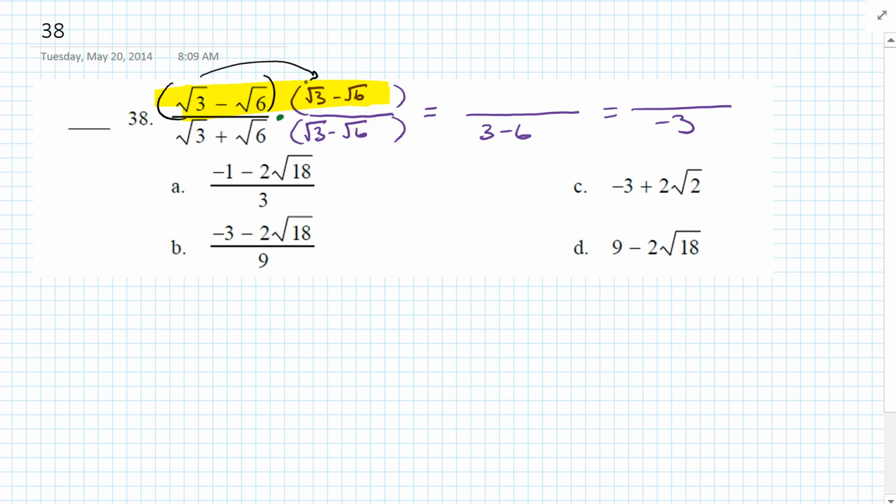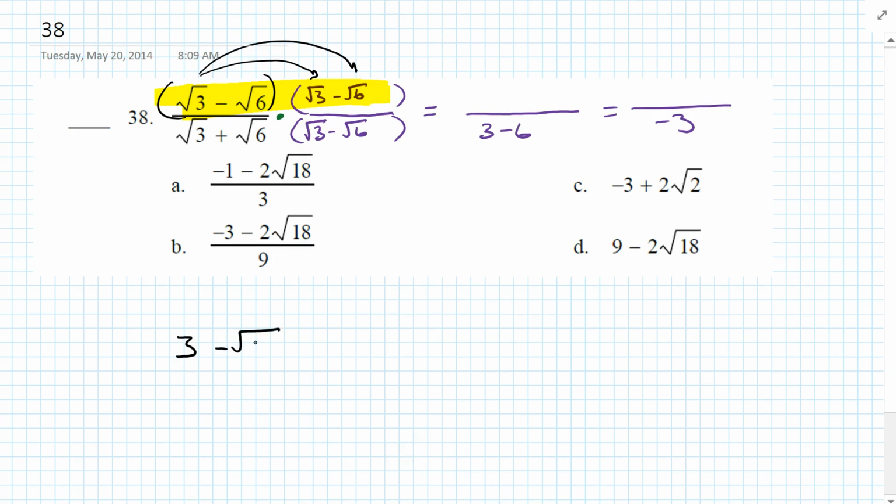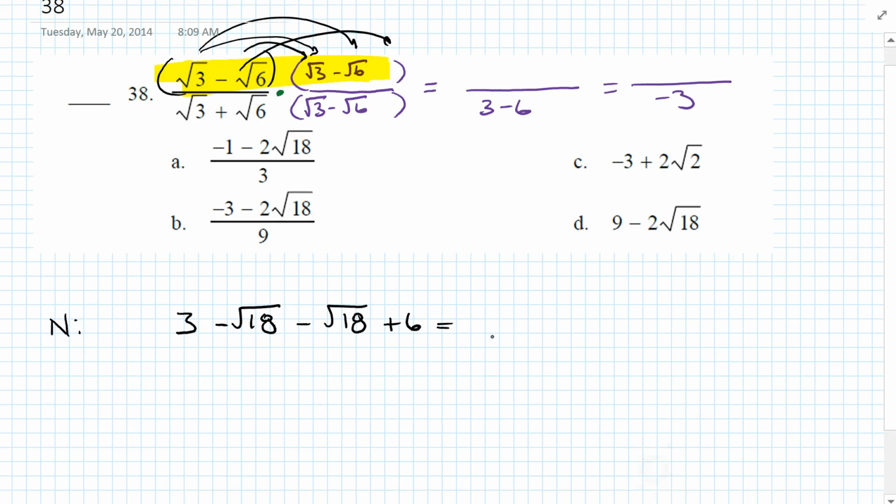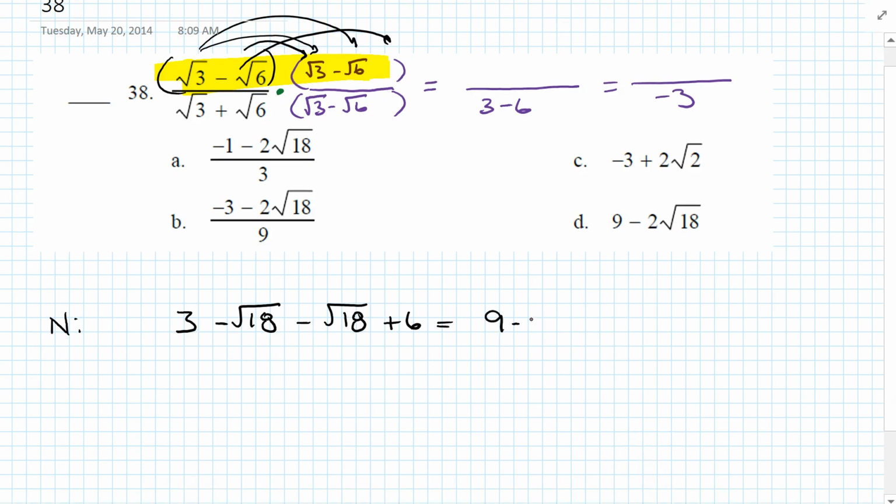Square root of 3 times the square root of 3 is 3. Square root of 3 times negative square root of 6 is negative square root of 18. Negative square root of 6 times 3 is negative square root of 18. And negative square root of 6 times negative square root of 6 would be positive 6. So this is just the numerator, by the way. So sum like terms, I'm going to get 9 minus 2 times the square root of 18.